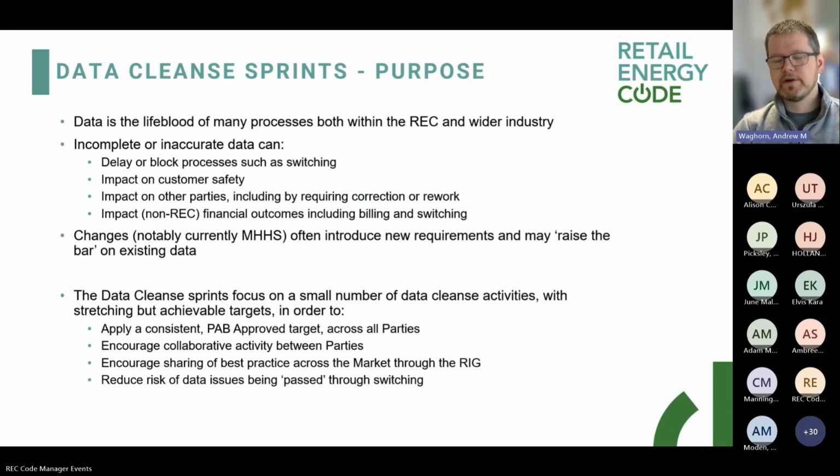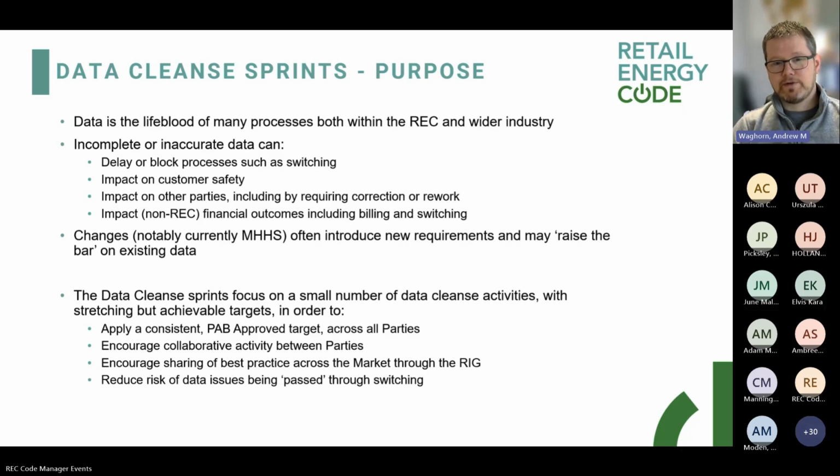Again, hopefully most people are aware of why we do the data cleanse sprints and some of the context. But data is clearly super important to how the industry works. I was also feeling very poetic when I wrote the slides and called it the lifeblood of processes. And clearly there's a number of impacts that bad or poor quality and incomplete data can have on processes that occur and impacts on both parties and consumers. It's also important to remember that the bar is continually being raised in terms of what we should have in terms of data, whether that's through industry programs, or just as society continues to become increasingly digital and data driven.